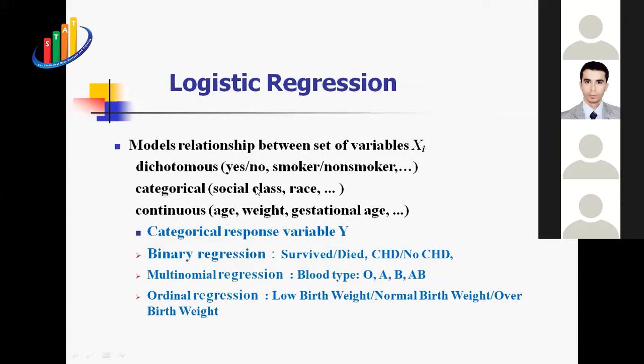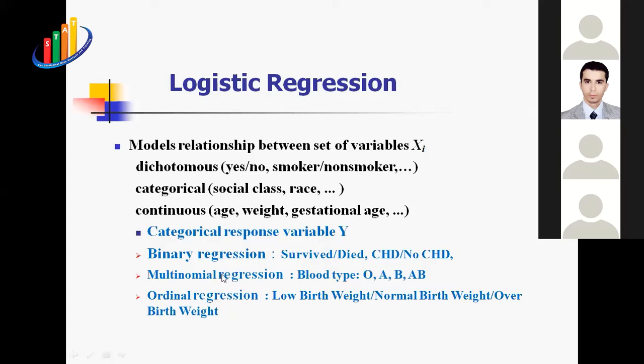Depending upon our response variable, we can choose one of the logistic regressions, which are binary, multinomial, or ordinal. When the response variable is dichotomous, like it has two options, survived or death, having coronary heart disease or not, then we will use binary regression.